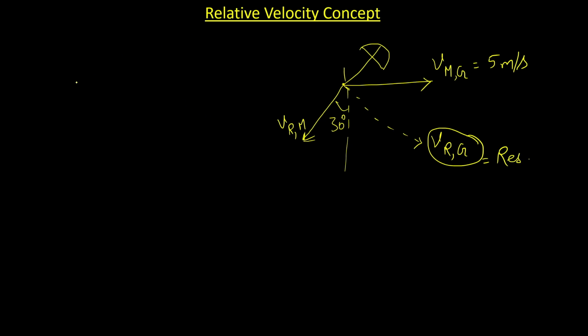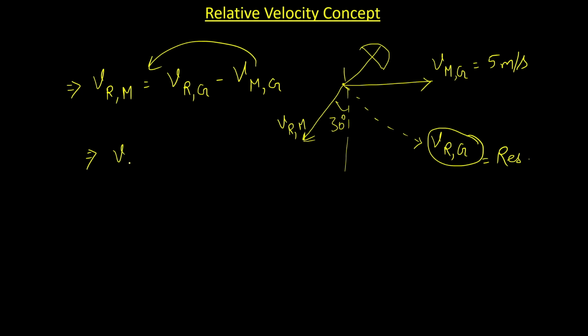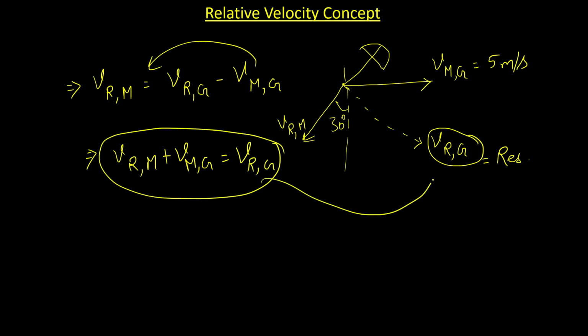Because again we are following the relative velocity concept, that velocity of rain with respect to man is equal to velocity of rain with respect to ground minus velocity of man with respect to ground. So if you take this to the left, then you will have that this is equal to velocity of rain with respect to ground, and I said that this is nothing but the resultant. So when you sum these two up, velocity of rain with respect to man and velocity of man with respect to ground, you will get the resultant, which is velocity of rain with respect to ground. And this will be at some angle, either alpha here or beta here. That will depend upon the question, what angle is needed.